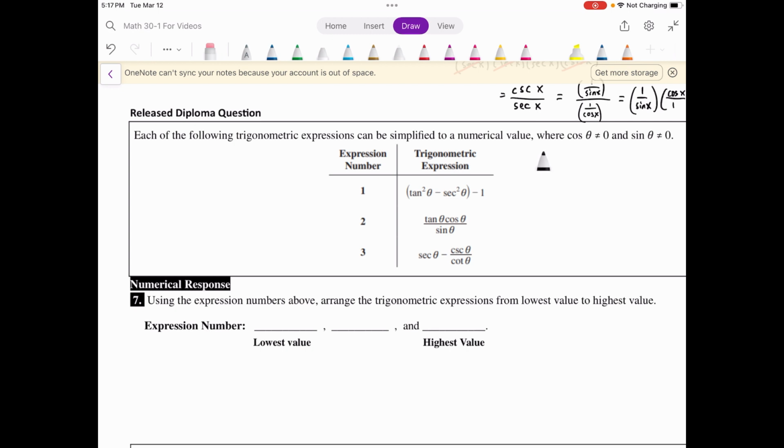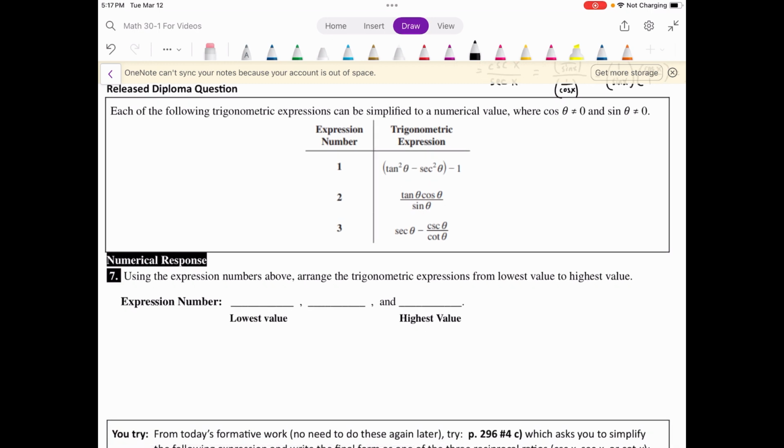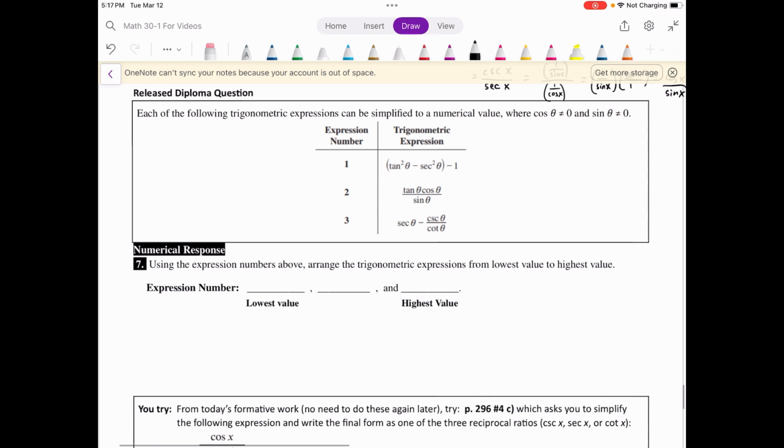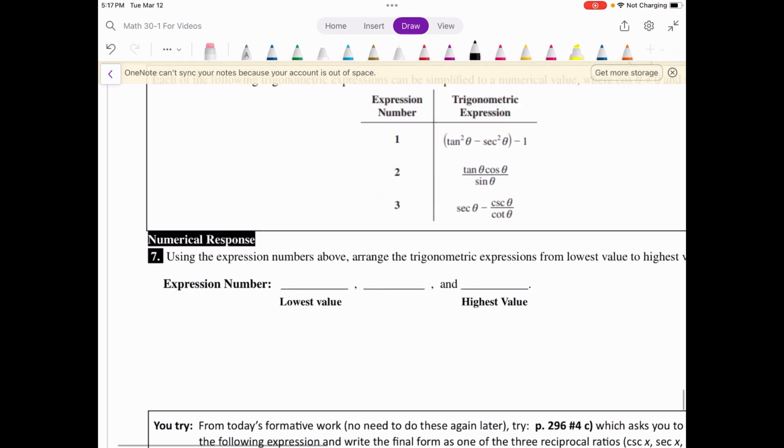Okay, and then it's stating where cos theta cannot equal 0 and sine theta cannot equal 0. Those are the NPVs of these situations, right? I mean, we can see with tan, we've got sine over cos, so cos couldn't equal 0. Dividing by sine here, so sine couldn't equal 0. It's just clarifying that those are the NPVs for these expressions. Okay, let's jump in here though. Which one makes more sense to start with? The number 1. So let's look at expression number 1 over here.